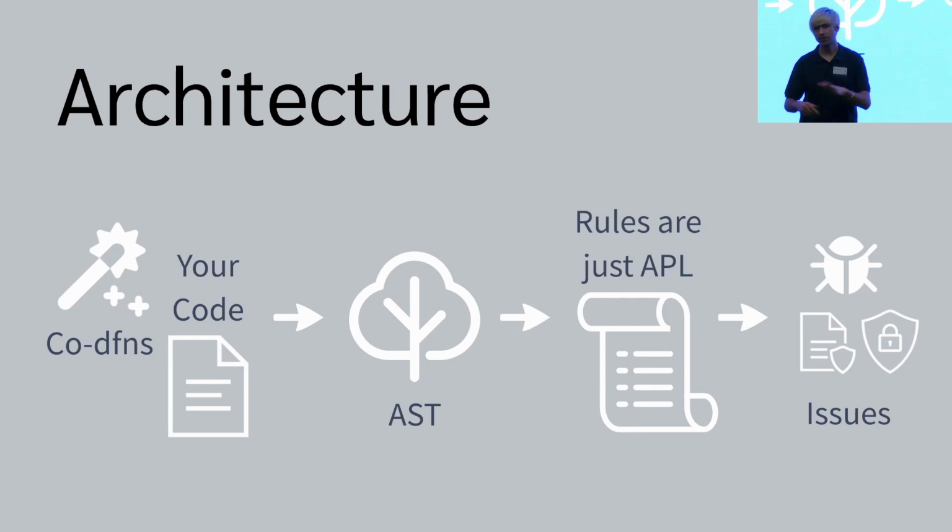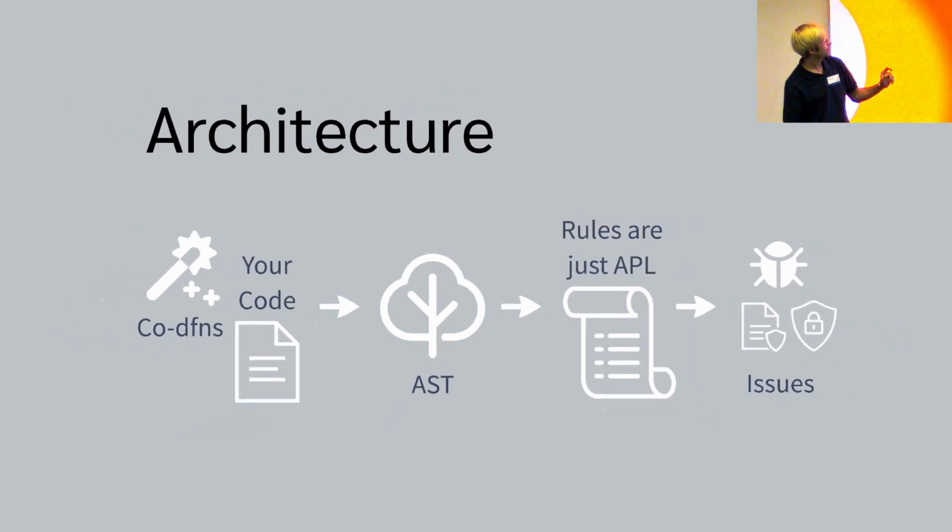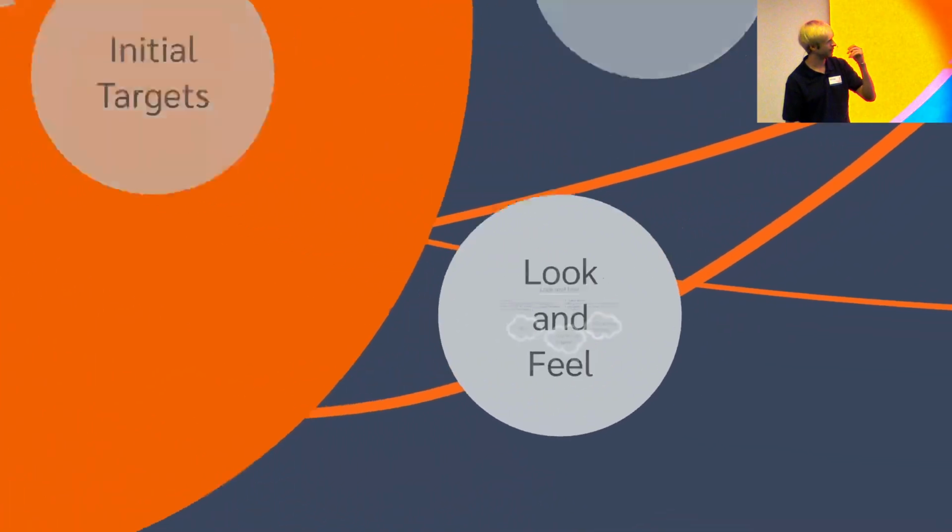So in a way, the entire architecture is extremely flat. It's essentially just finding a way to allow you to write some APL to run on your code, and then that can generate the downstream issues. And right now, let's see if I should have some examples. Yeah, the look and feel.